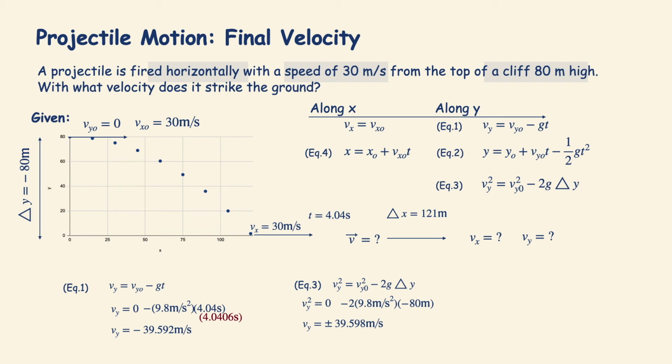But if you go back, you will see that the time of flight was really 4.0406, and there are some more digits too. Just adding 2 extra digits here to the value that I used to calculate the y component of the velocity gives me a new value that is minus 39.598 meters per second, which agrees completely with the value from the solution through equation 3. You might think it's minor, especially if you round those values to 3 significant digits, and they will round to 39.6 in both cases.